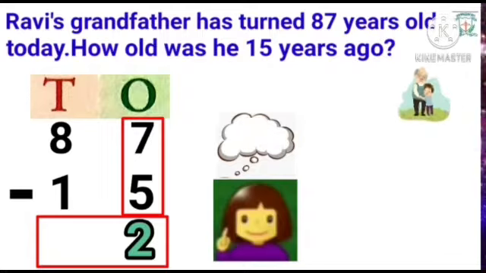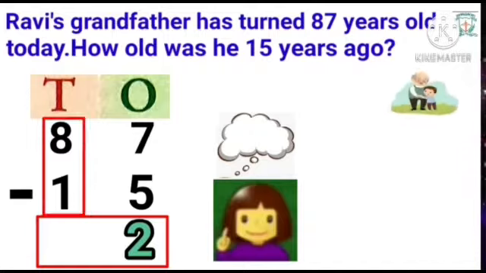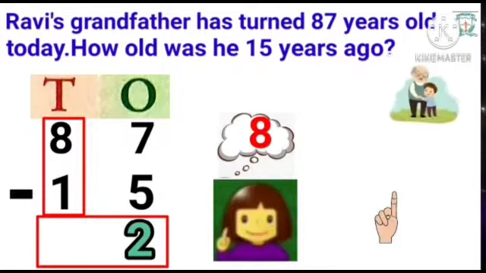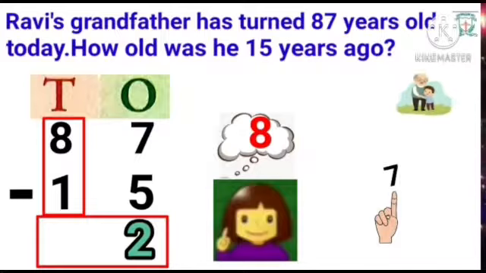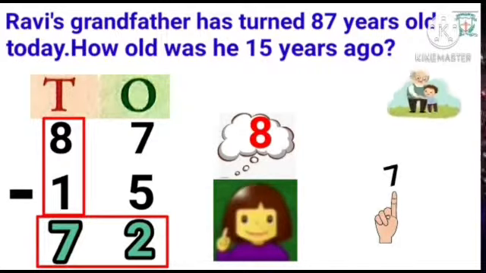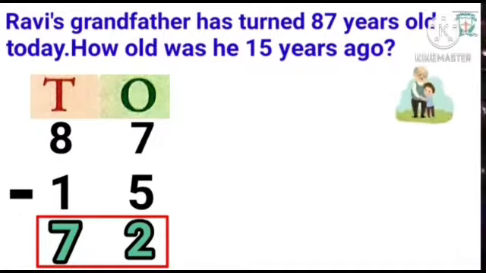Now we shall subtract the digits in the tens place. We subtract as 8 in the mind and 1 finger up. Before 8 comes 7. So we write 7 in the tens place. Now we can say that Ravi's grandfather was 72 years old 15 years ago.